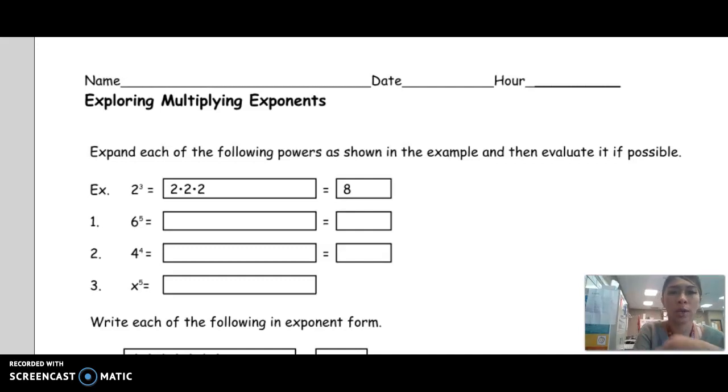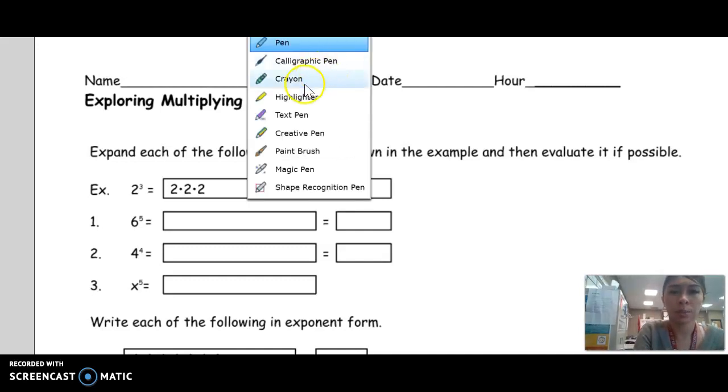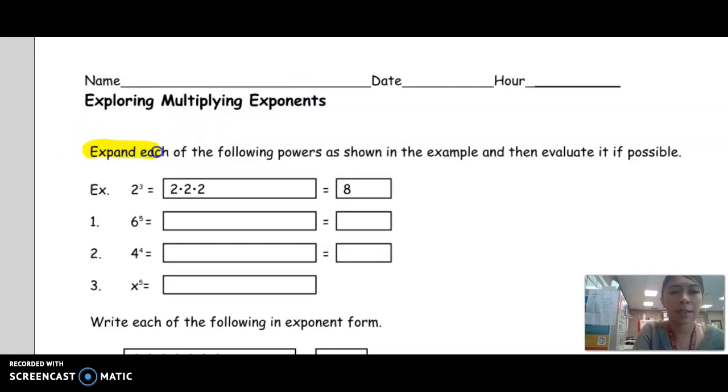So we are going to begin with expanding each of the following powers. So the first power has been done for you. It is 2 to the third power. And so what that means is that you're going to multiply 2 with itself 3 times. So here is the example. And once you type that in your calculator, 2 times 2 times 2, you should get 8.